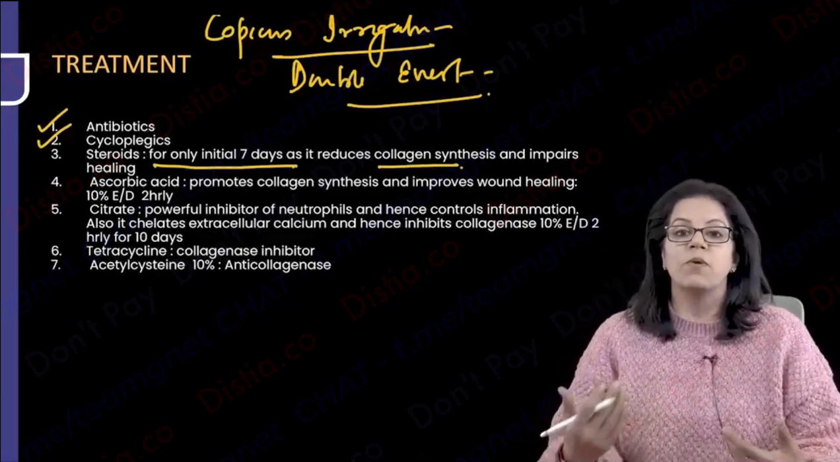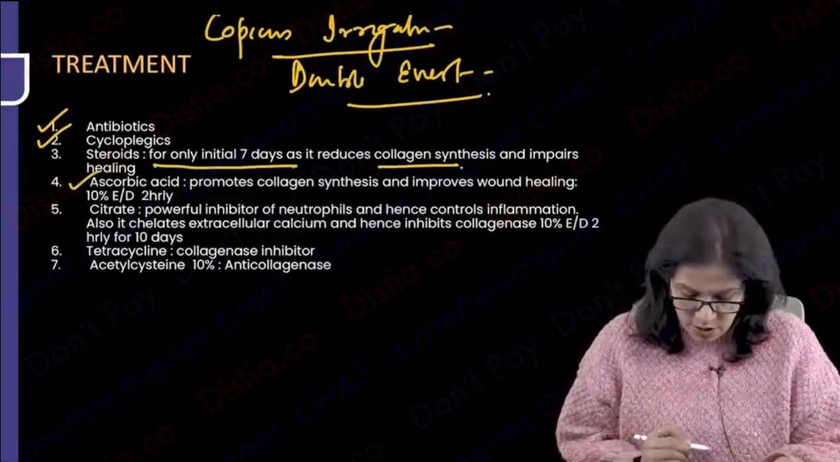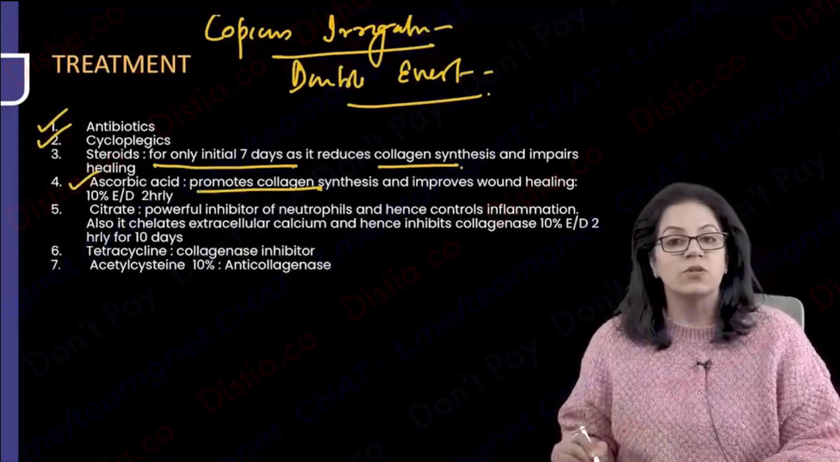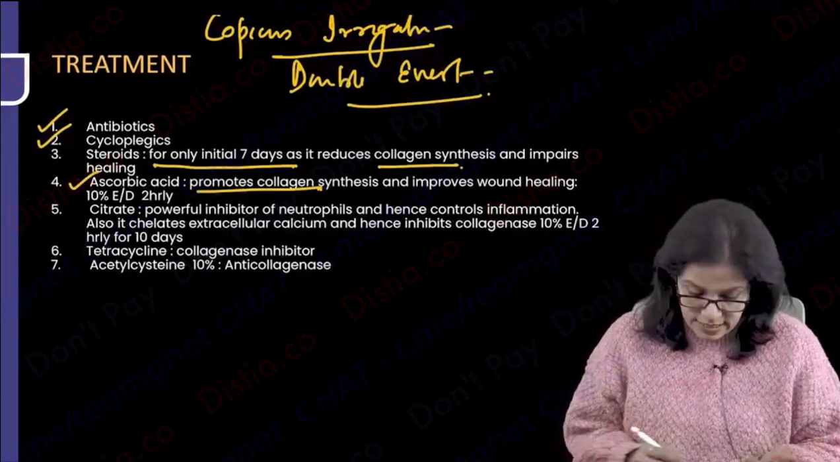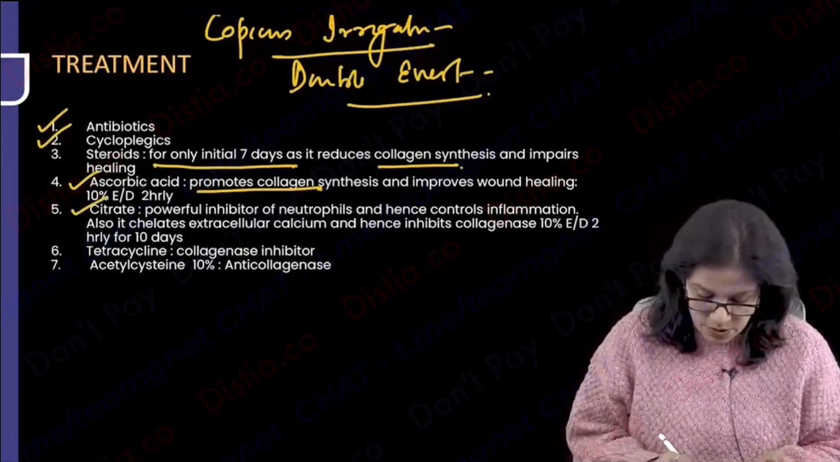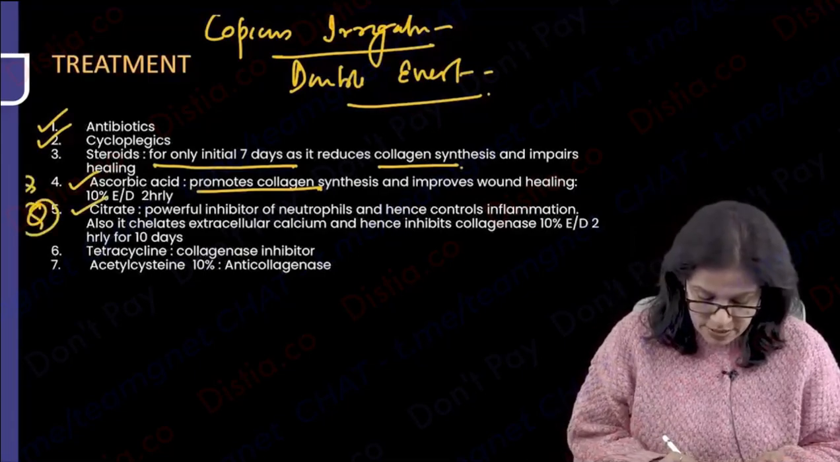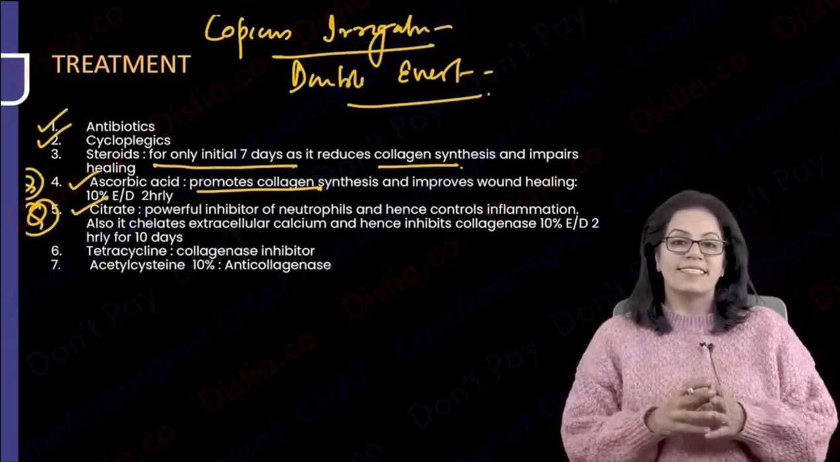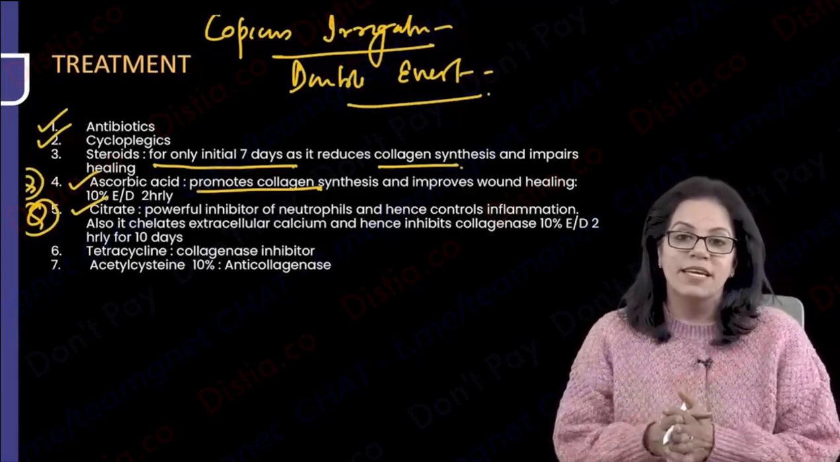And what is going to promote healing? We will talk about ascorbic acid. That promotes collagen synthesis and improves wound healing. So you will start with ascorbic acid and citrate. This was your exam question. Ascorbic acid and citrate, you have to remember. What is the role of citrate? This was asked in the exam if you talk about management of chemical injuries.